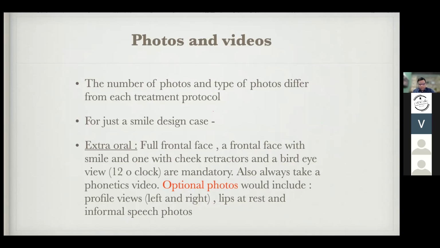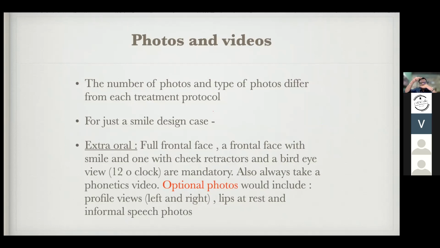Also, optional could be taking the profile views, the lips at rest, and informal speech. Now, speech is very important, especially the phonetics video, when you ask the patient to make particular sounds, to understand whether you will lengthen the central incisor or you will need to intrude the central incisor, or if the central incisor is at the apt place.